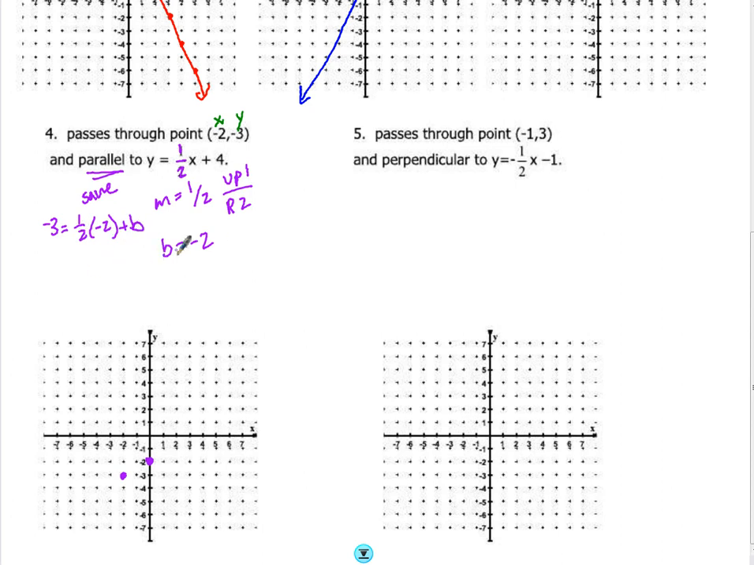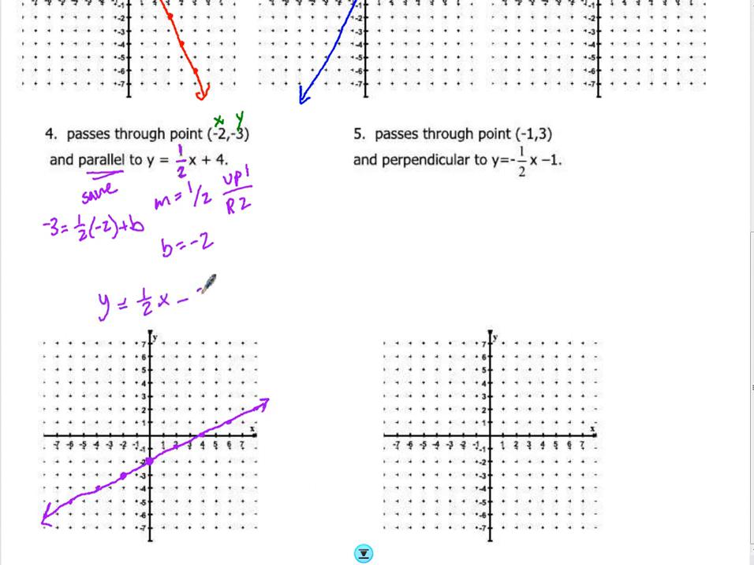Up 1, right 2. I'm going to follow that pattern as far as I need to, just so I can get a good picture of my line. Then when I sketch my line, dot the graph, and I put my arrows, and then I'm finished. Y is equal to 1/2 x minus 2.